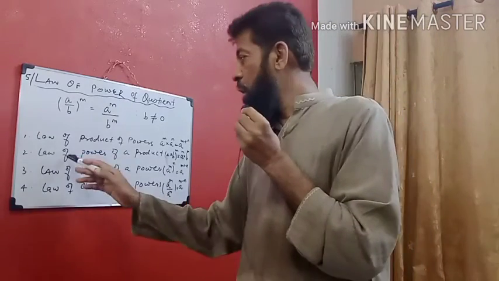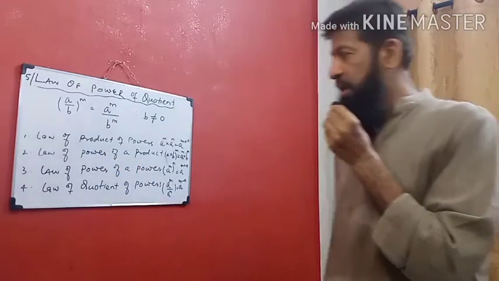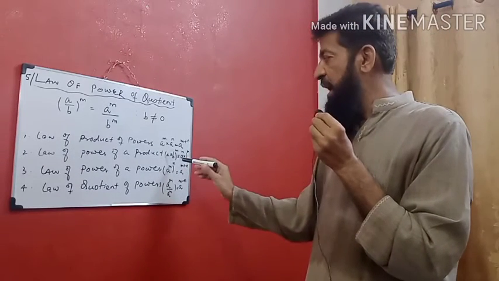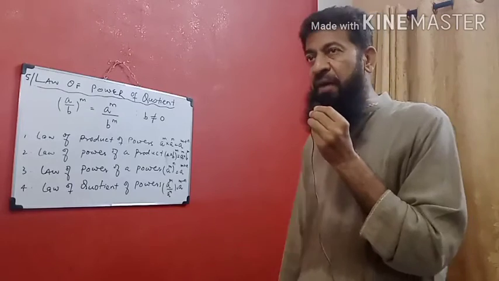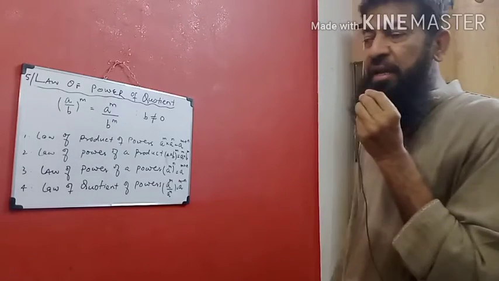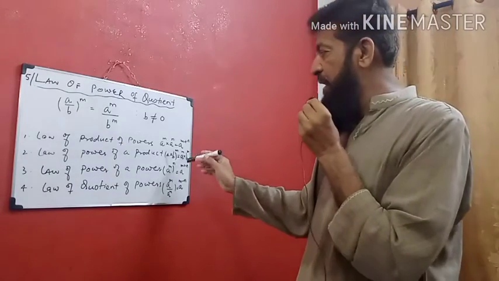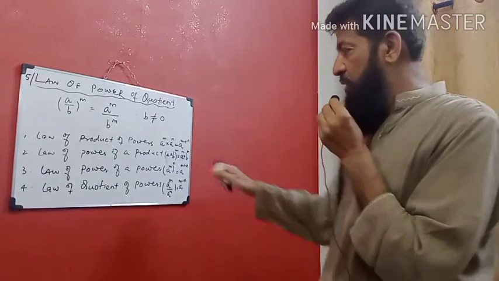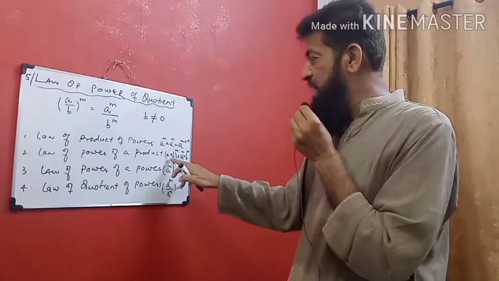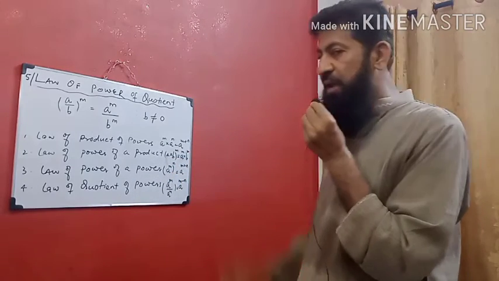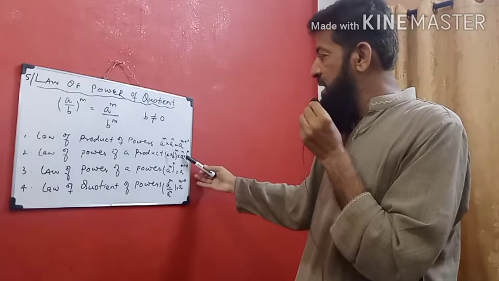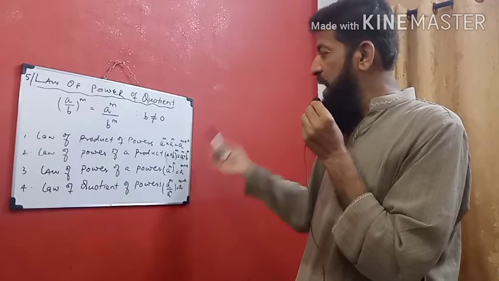Number 2, law of power of a product. Two different bases are multiplied having the same power. Both contain the same power, but they have different bases. For example, a multiplied by b raised to power m means a raised to power m multiplied by b raised to power m.